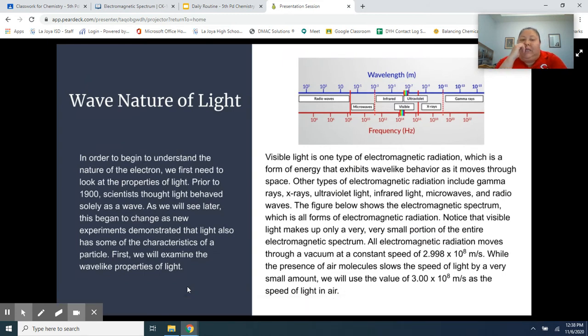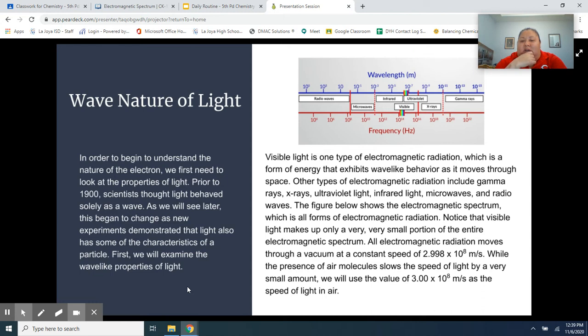In order to understand the nature of the electron, we first need to look at the properties of light. Prior means before, right? Before 1900, scientists thought that light behaved solely as a wave. As we will later see, this began to change as new experiments demonstrated that light also has some of the characteristics of a particle. First, we will explain the wave-like properties of light.